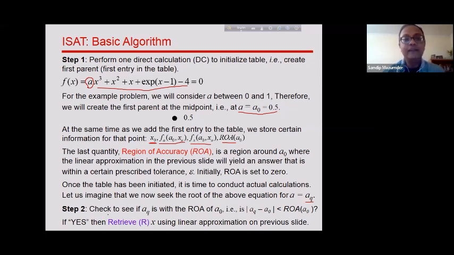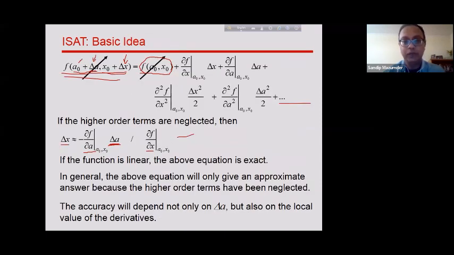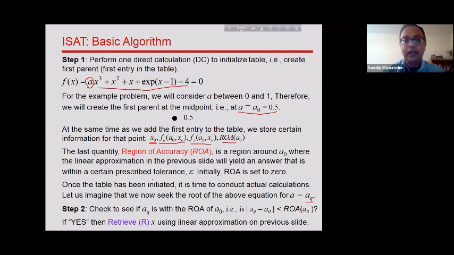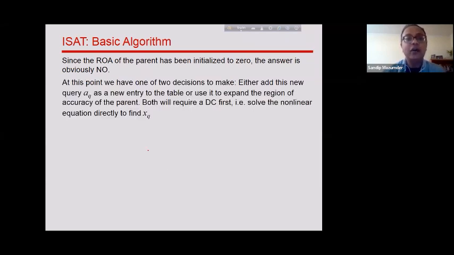If the answer is yes, then we know that the linear approximation is a good approximation, and we are going to simply retrieve the value of x using this formula right here. That's the idea. Now, obviously, for the first point, as I said, we have initialized the region of accuracy to 0, which means that the answer to this question will be no to begin with. So in this case, we have one decision to make out of two choices. Either this new query AQ we can make a new entry in the table, or we can use it to actually expand the region of accuracy of the parent point, which is A equal to 0.5.